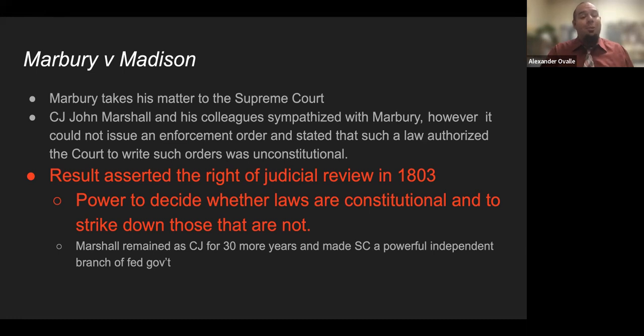The whole rigmarole, right? The result, you need to know this, Marbury versus Madison, the result asserts the right of judicial review in 1803, meaning the Supreme Court now has the power to decide whether or not laws are constitutional or unconstitutional and to strike down those that aren't.